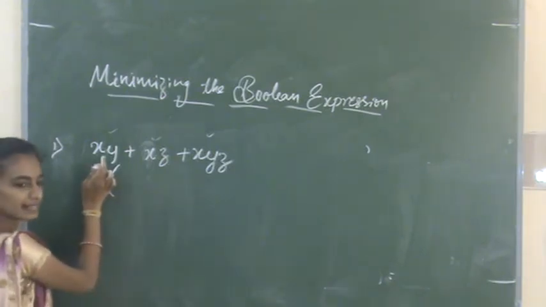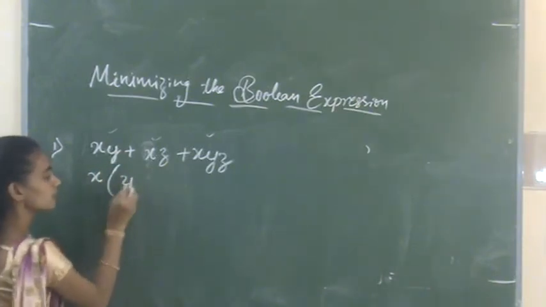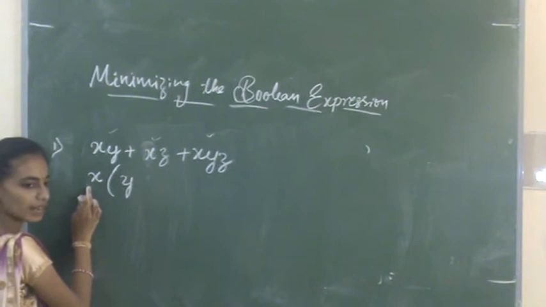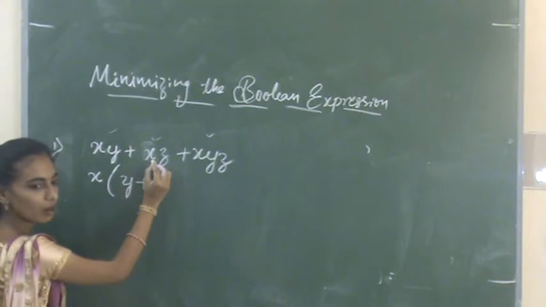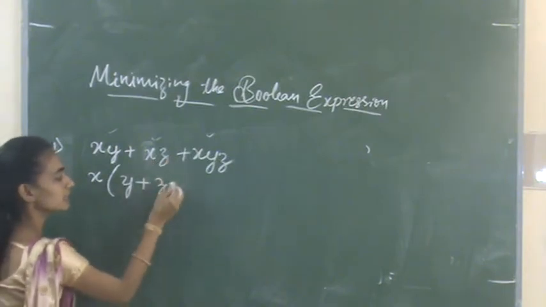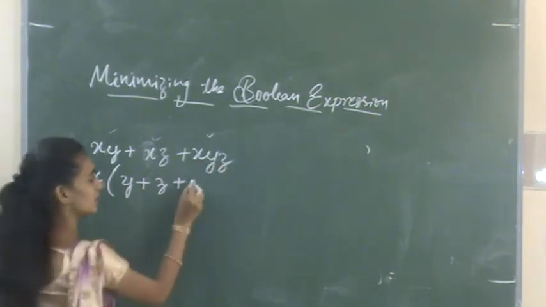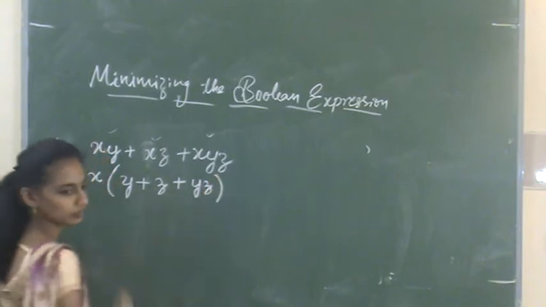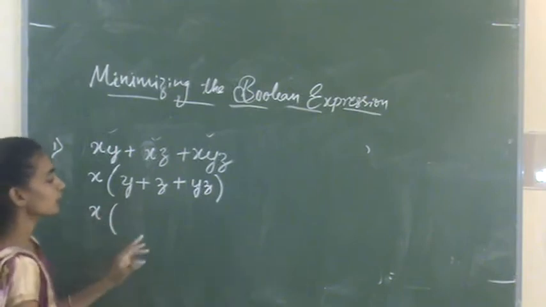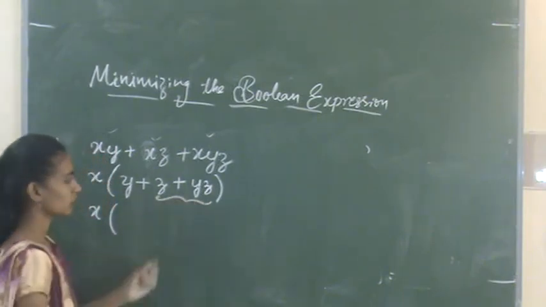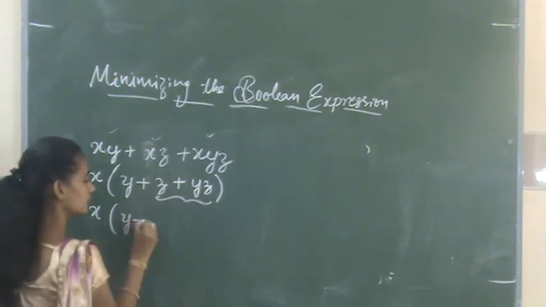So if I take x as a common factor, what is the remaining thing in this term? Y, right? So x will be taken as a common factor, the remaining is y. Plus, here also we are taking x as a common factor, so the remaining is z. Plus, here I am taking x as common, the remaining is yz, y into z, right? So now after this, see these two terms. Here z plus yz is there. Okay. So I am writing y as it is, plus.